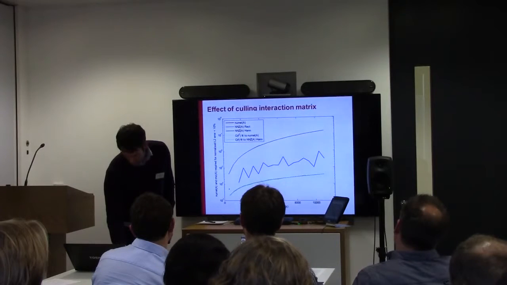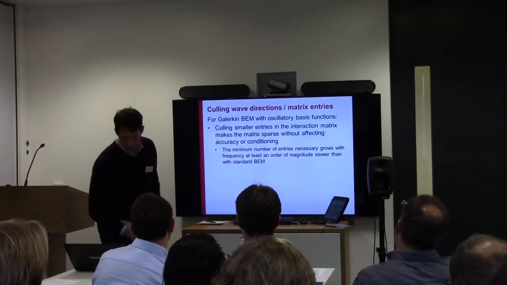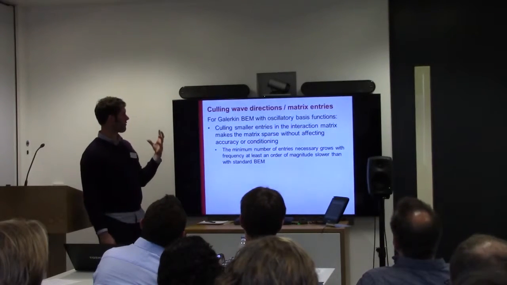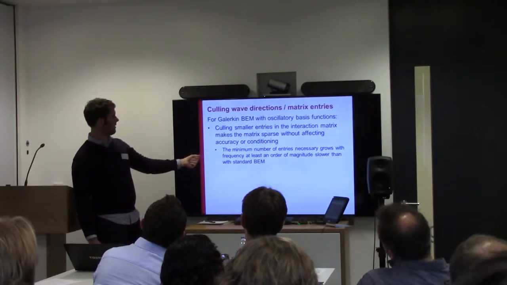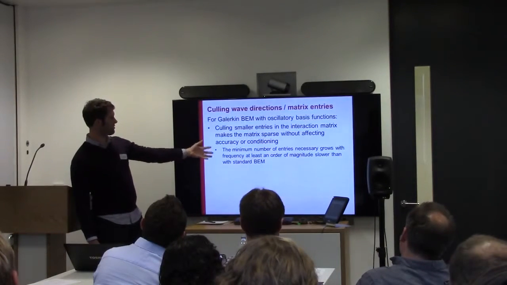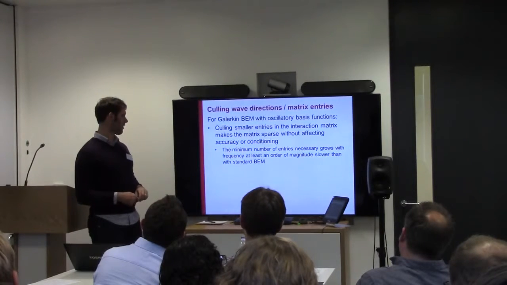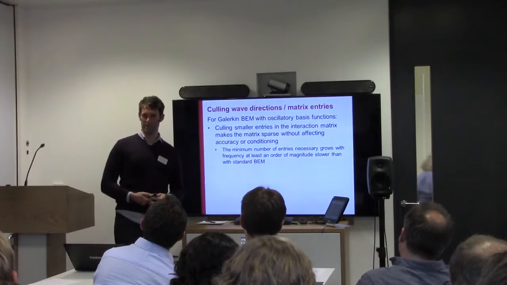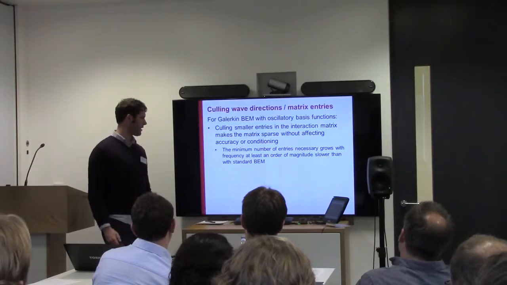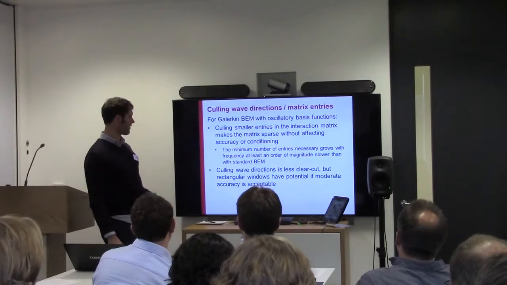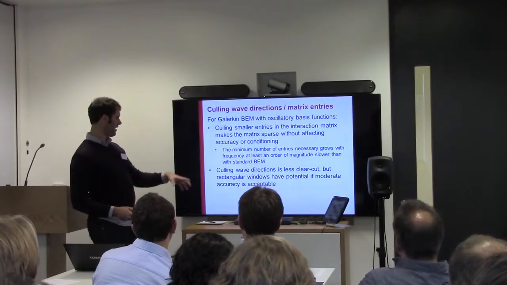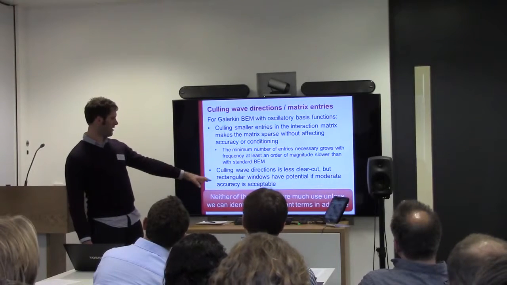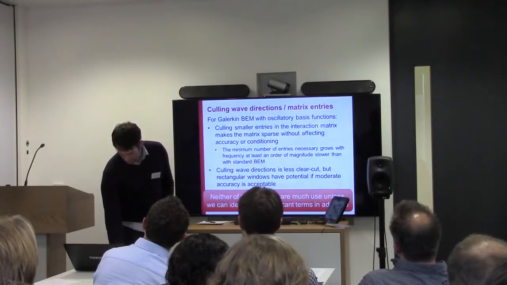And that kind of applies to wave directions as well. I'm going to jump slightly because otherwise I won't get through all this. So if we throw away these small entries in the matrix, we can make the matrix sparse without affecting the accuracy of the conditioning. The minimum number of entries grows with frequency at least an order of magnitude better, so better rather than slower, than standard BEM, which is really interesting. I just skipped a slide to get on to a more interesting bit, but if you're chucking away wave directions, it's a bit less clear cut. But neither of these approaches are very useful unless you can identify which of these are significant in advance.